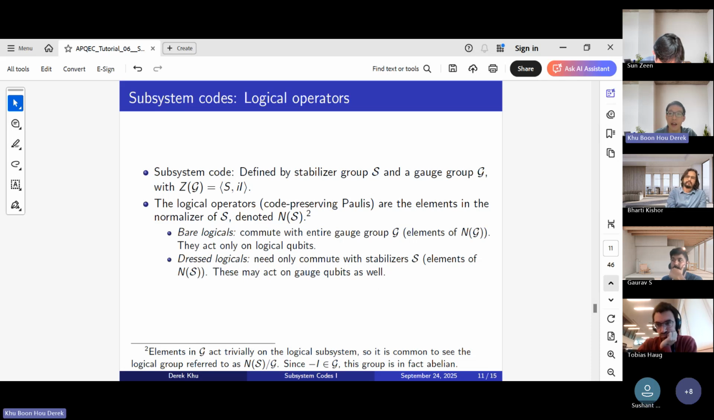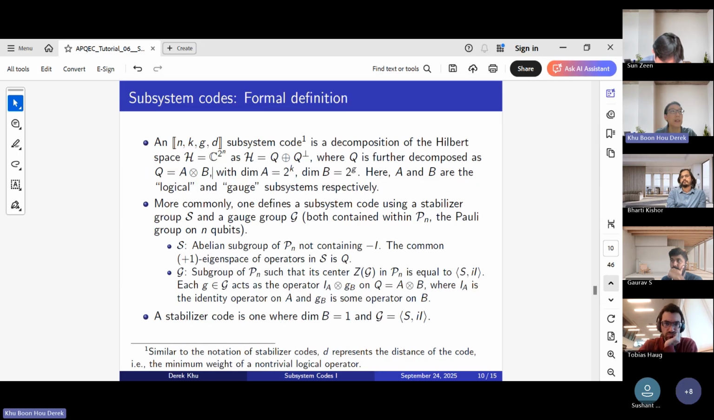Okay. So I see where you're coming from, but what I'm saying is that if you want to apply a logical operator, you would probably apply a bare logical. But when we talk about things like distance, the dressed logicals come in because we cannot really distinguish those logicals using just the stabilizers. Oh, okay. Yeah. Got it. Thank you. No problem.